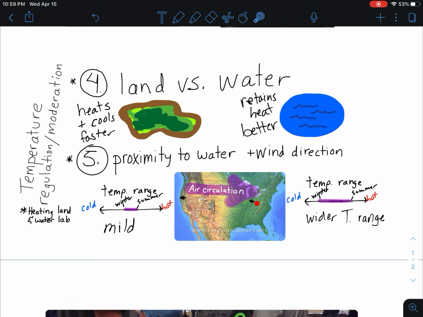Whereas there's places like Noblesville, Indiana, where our air coming in a year is from over land, and this land surface heats up a lot in the daytime and cools off in the nighttime, or it heats up a lot in the summer and it's very cold in the winter. So that affects the air on top of it, which then blows into Indiana. So we have extremely cold days in winter and extremely hot days in summer. We have a much wider temperature range. Notice this temperature range is wider and this one is smaller.